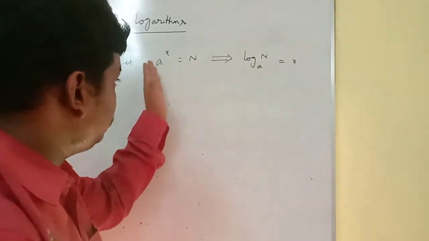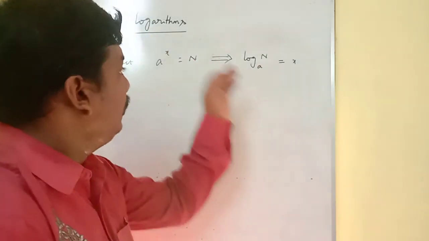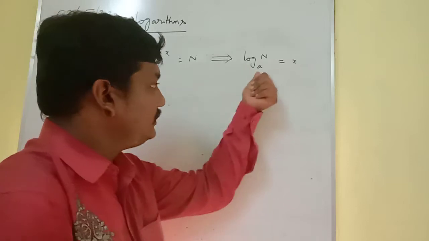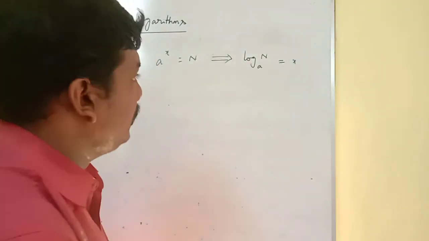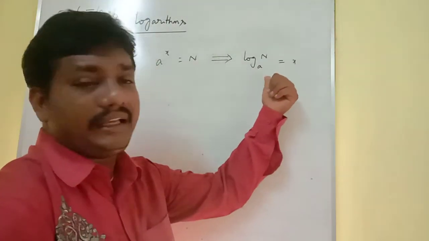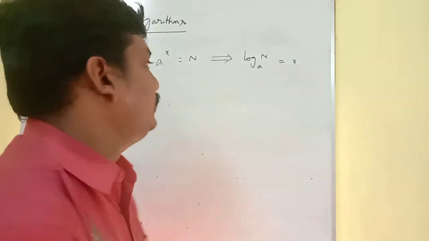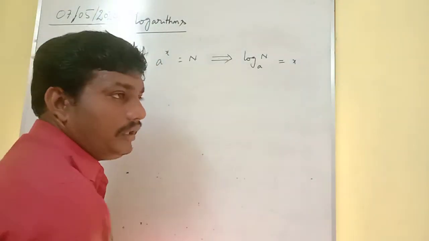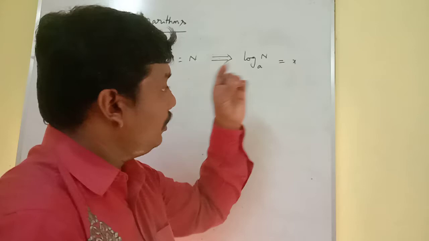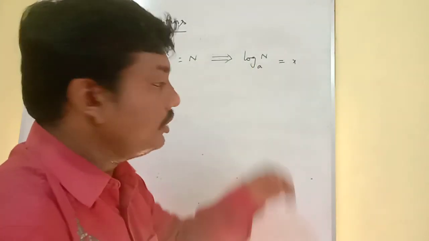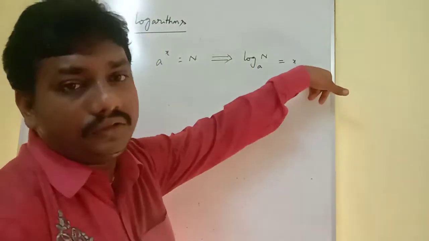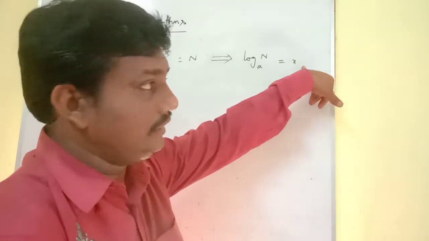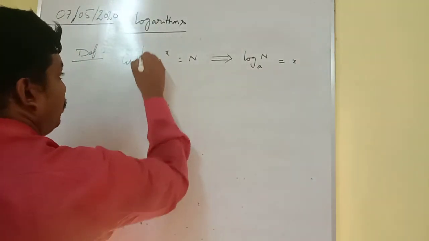If any number is expressed as a power x, then the logarithm of that number n to the base a is equal to that exponent. So the logarithm of any value gives the power value, that is, it answers as exponents. This is a very, very important definition.